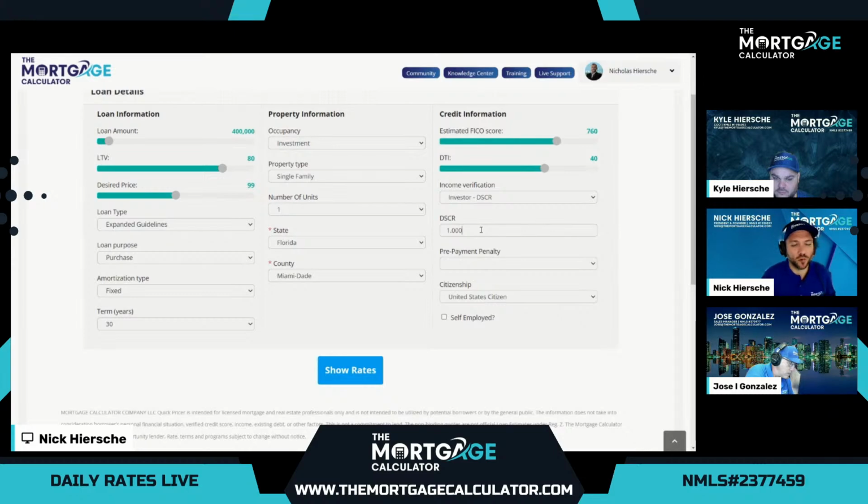That's a ratio of 1.00 or higher. We also have programs for a ratio of under 1, aka the property doesn't cash flow on a monthly basis, but we still have options for that. So for our demos, I'll always leave this blank so that all the options pop up.